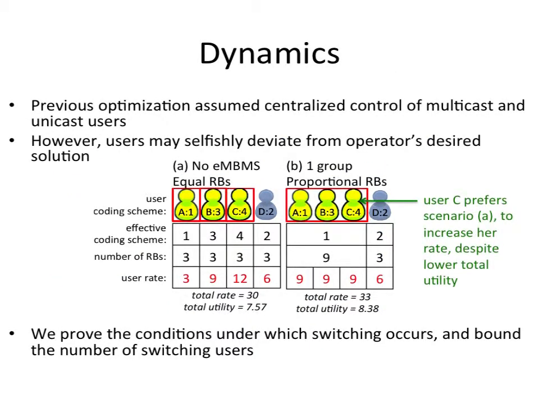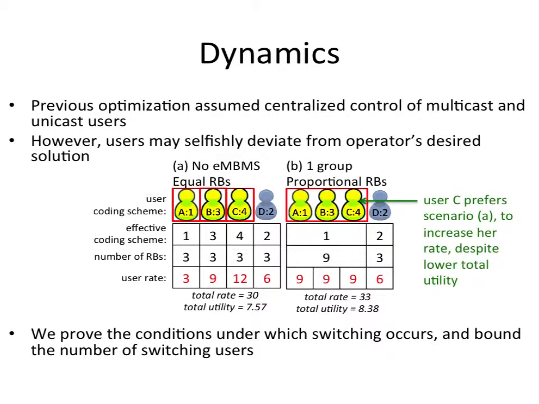The previous solution assumes that the network operator has full control over its users and can place users in multicast or unicast transmission schemes as it pleases. In practice, this is clearly not the case. Users may choose to leave their multicast group and switch to unicast, or vice versa. We assume that each user decides to switch to multicast or unicast based on her received rate. We then ask the question, when will users deviate from the globally optimal solution decided by the operator?